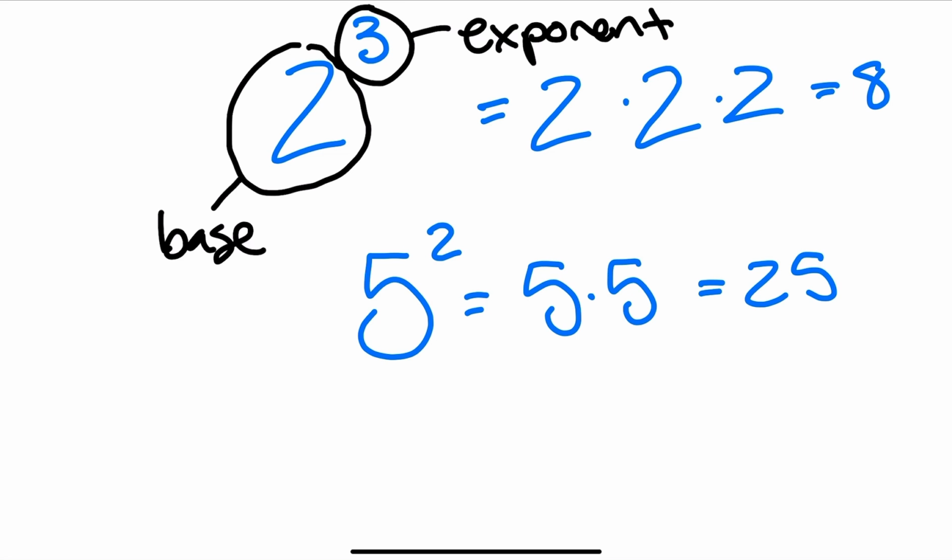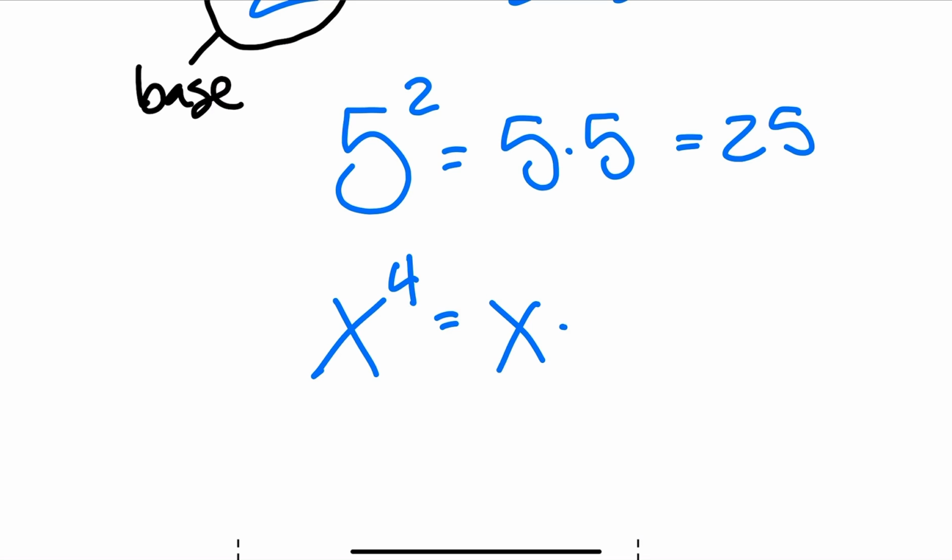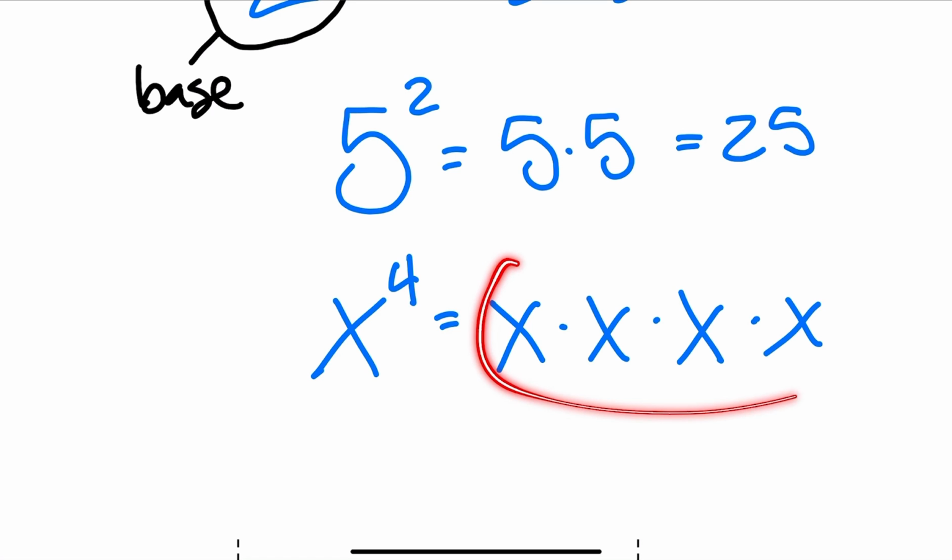But not every time we see these, we're going to have a number as the base. Sometimes we'll have a variable, like x. So let's say we had x to the 4th power. That would be the same thing as x times x times x times x. So we would have 4 x's here. That is x times itself 4 times.